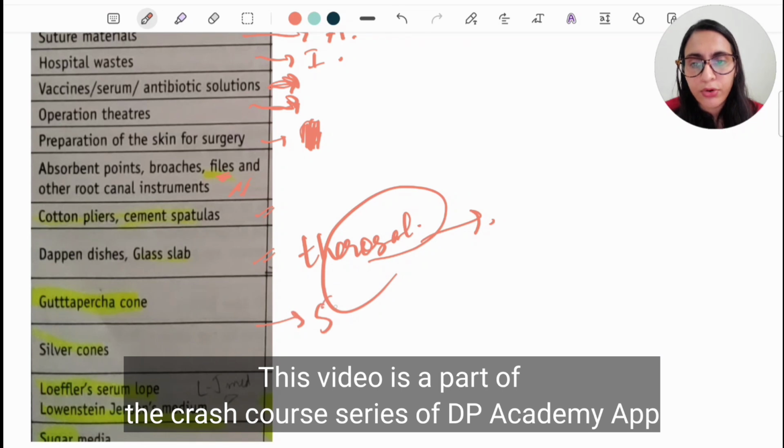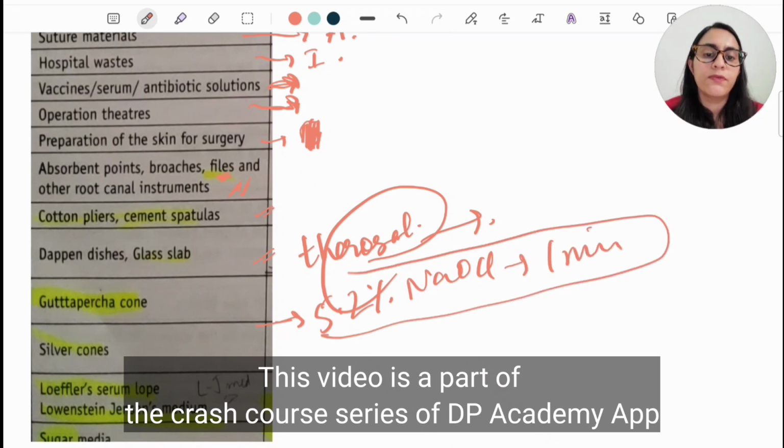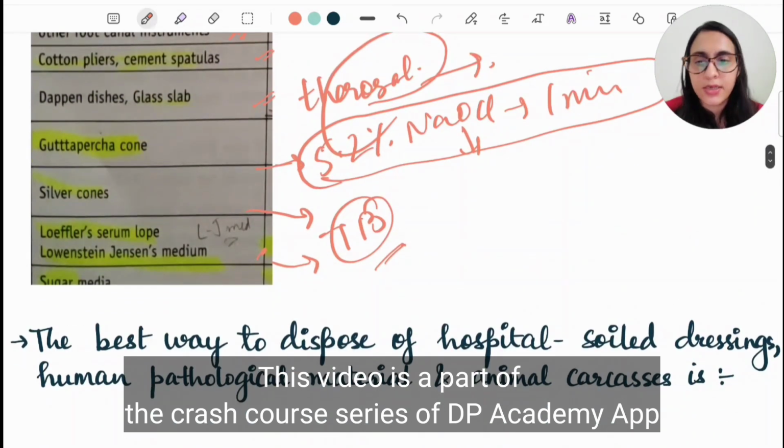Then GP points, gutta percha. We already talked about this in endodontics. For GP, you first dip it in 5.2% sodium hypochlorite for 1 minute, then rinse it with hydrogen peroxide, and then dry it. For silver cones, you pass them through the Bunsen burner flame several times. And LJ medium, you use the inspissator. LJ medium is used for tuberculosis. Sugar medium, we use tyndallization or intermittent sterilization.